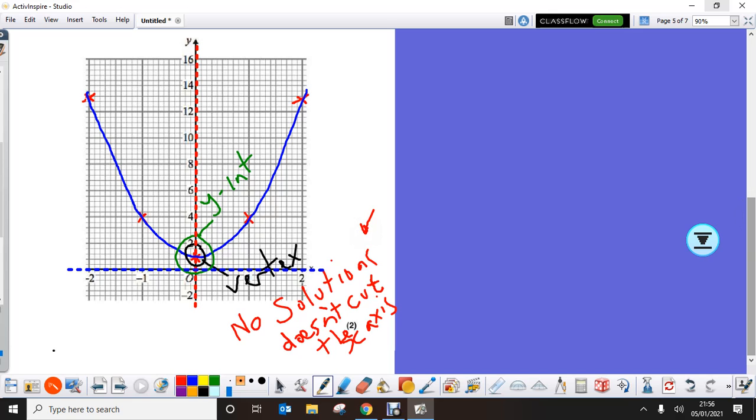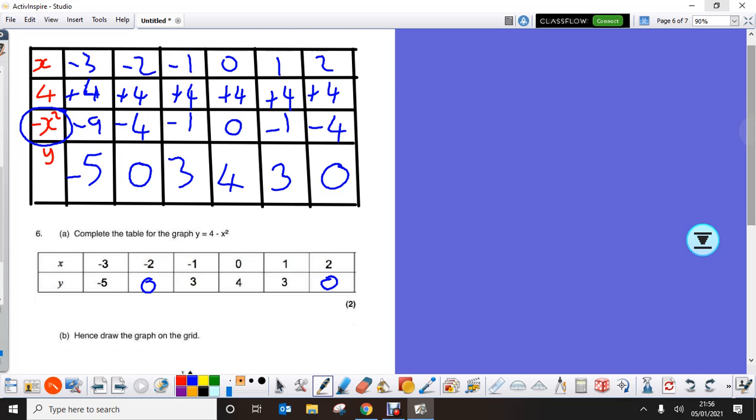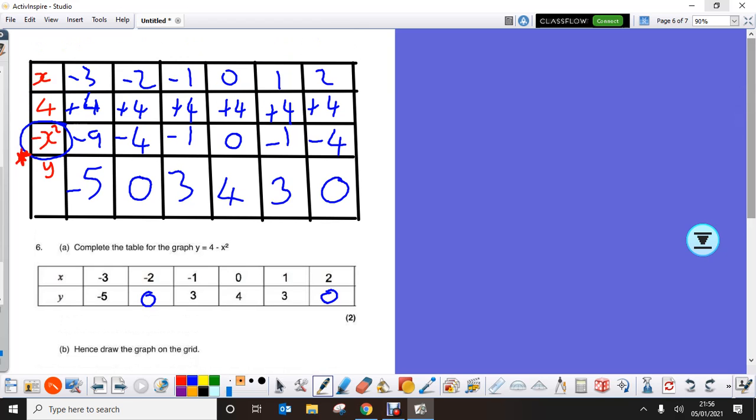Okay, and the last one, slightly more difficult in a way, because we've got, notice, a negative x squared. Okay, so my first line is my constant, there's no x value there, so I'm just adding 4 to each line, and then negative x squared. Remember, we've got our x squared values, 9, 4, 1, 0, 1, 4, 9. Okay, so they are just my square numbers.